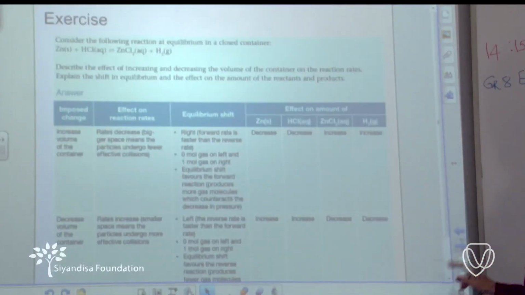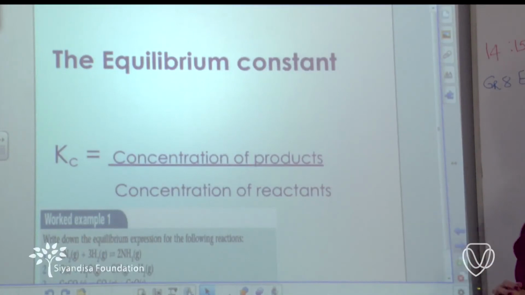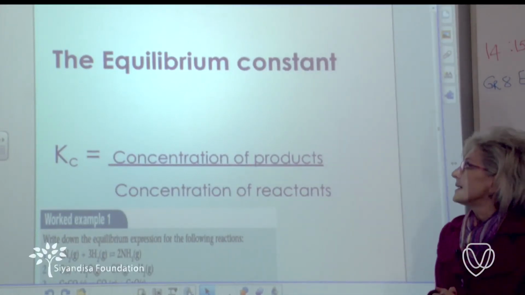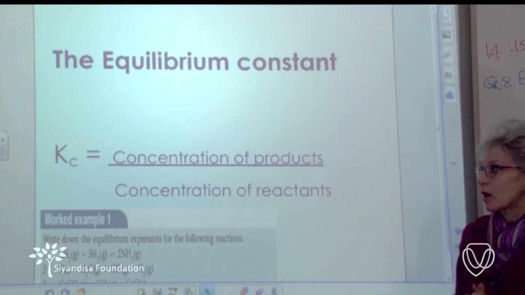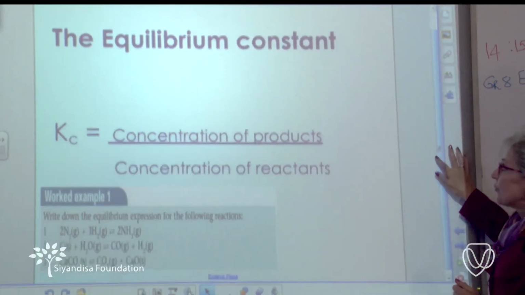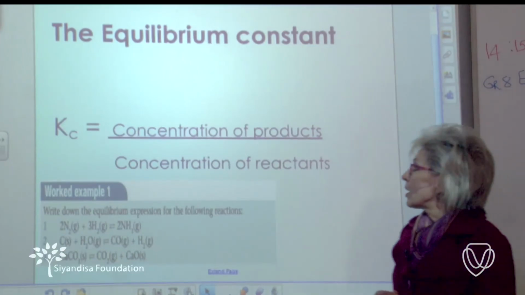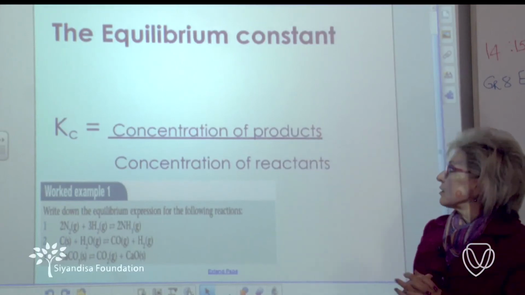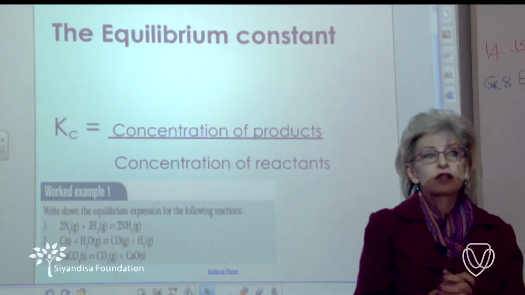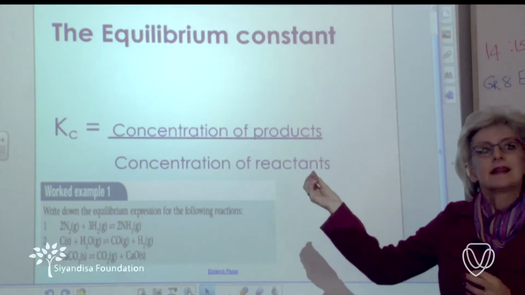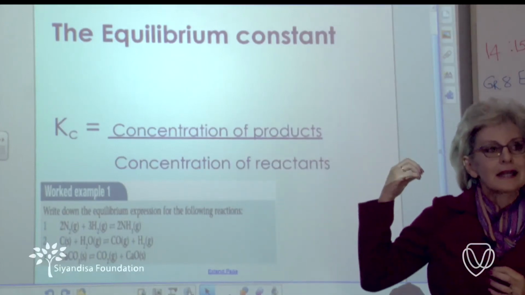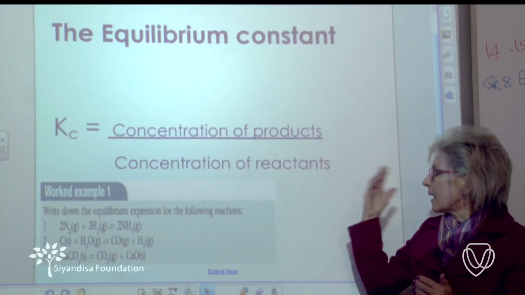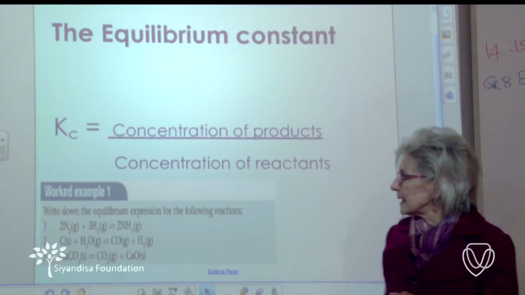Right, we now get to the actual calculations involved with chemical equilibrium, and this is calculating the equilibrium constant. So just to start off with, what is the equilibrium constant? We calculate it by looking at the concentration of the products divided by the concentration of the reactants. But if you write this in the exams, you're not going to get any marks. So don't even go there. We just need to keep in mind that that is what we are dealing with.